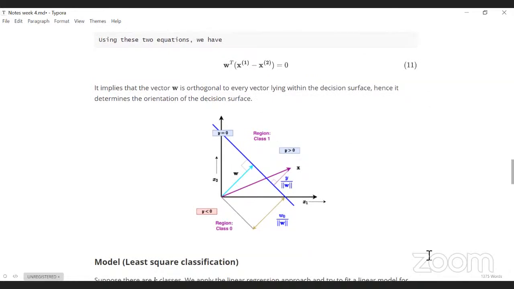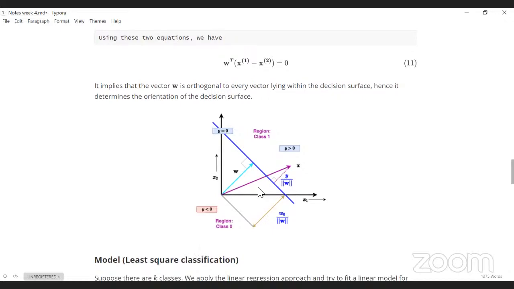Okay, so this is a typical hyperplane in two dimensions. If there are two features x1 and x2, your hyperplane is going to be one-dimensional, that is a line. Here the normal distance of the plane from the origin is going to be W0 upon norm of W. And for any particular point x, the distance is going to be y divided by norm of W.